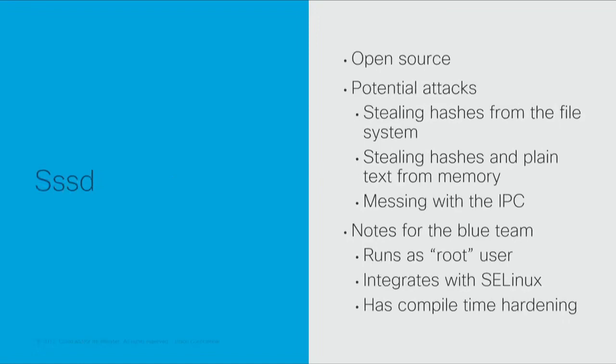So, SSSD is maintained by Red Hat. It's open source, and potential attacks there look like stealing hashes from the file system, stealing plain text from memory. The credentials live in the process of SSSD for longer than is necessary, so you can literally just potentially dump memory and grab the plain text values, and you can mess with the IPC. This becomes more interesting a couple of slides on, but it's worth flagging now.